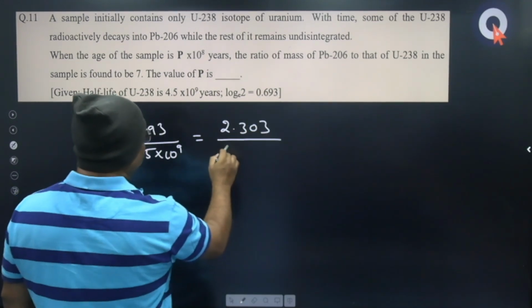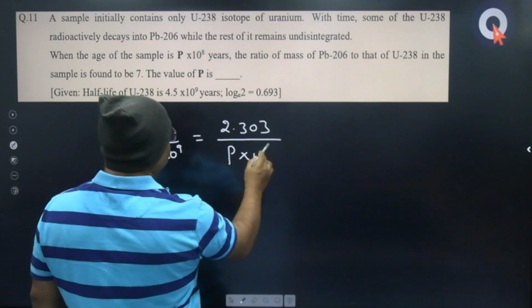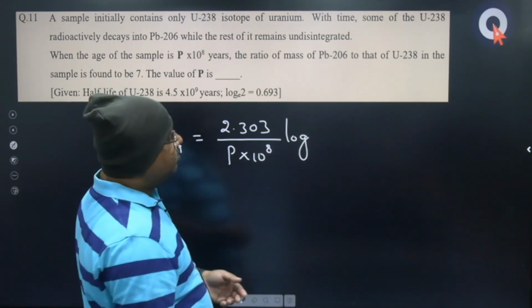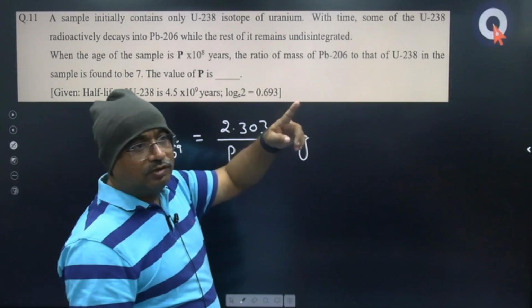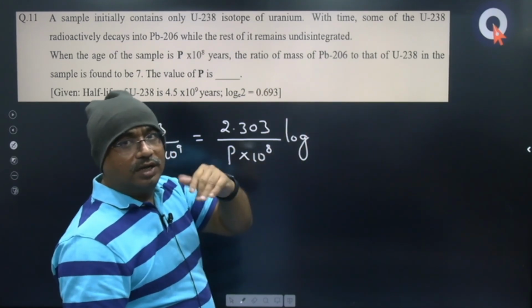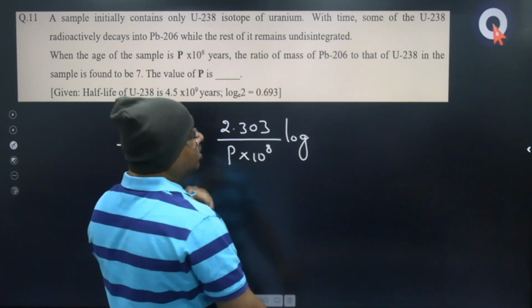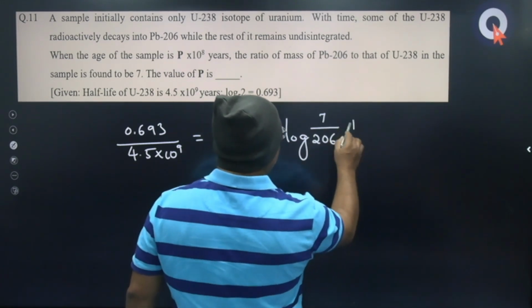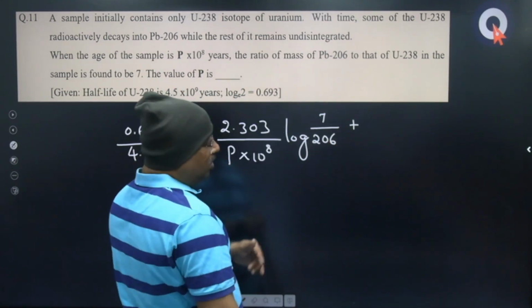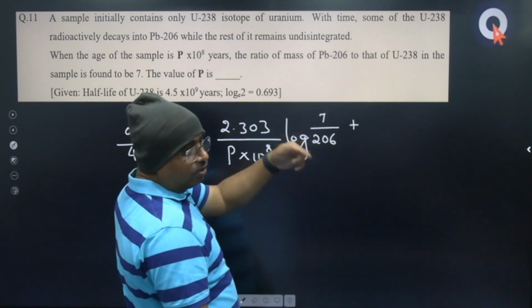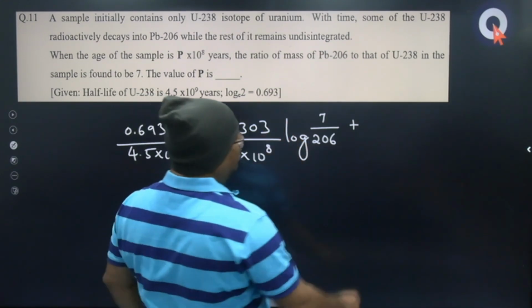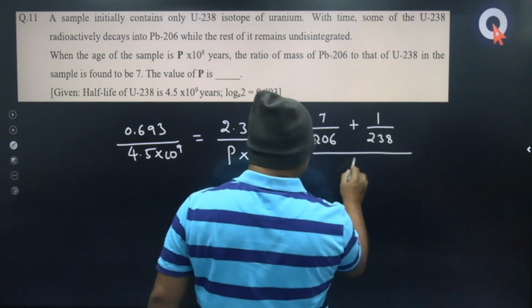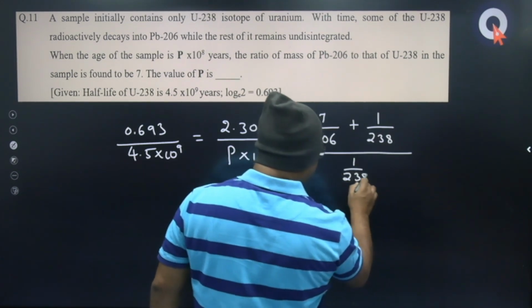That is equal to 2.303 by t, first order reactions, where t is P × 10^8. Then log of how many moles of lead there may be. Lead to uranium is 7:1. Maybe lead is 7 grams. So 7 by 206 moles exist, plus this will be the moles which are added to the uranium, which is the initial. So 1 by 238 moles are there, by 1 by 238.